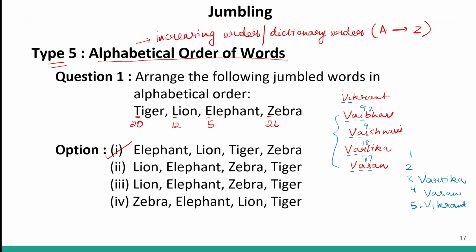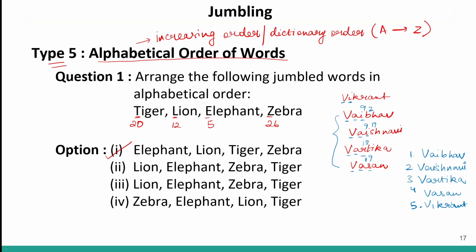So B is 2. We'll move one letter forward. B is 2 and S is 19. So 2 comes before 19. So the first name would be Vaibhav and the second name would be Vaishnavi. So if a teacher has to maintain an attendance register for these students, their names will come in dictionary order like this: Vaibhav, Vaishnavi, Vartika, Vasan, and then Vikrant.